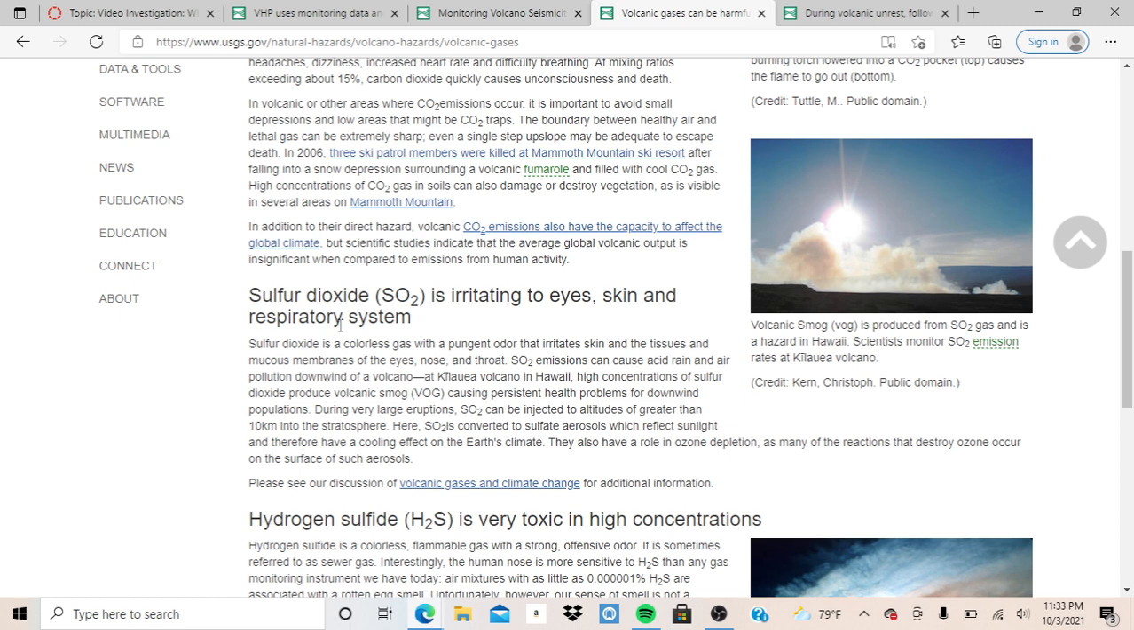Sulfur dioxide is a colorless gas with a very strange odor that irritates the skin, tissues, eye membranes, along with the nose and the throat. Sulfur dioxide is also known as SO2. SO2 emissions can cause acid rain and air pollution downwind of a volcano.